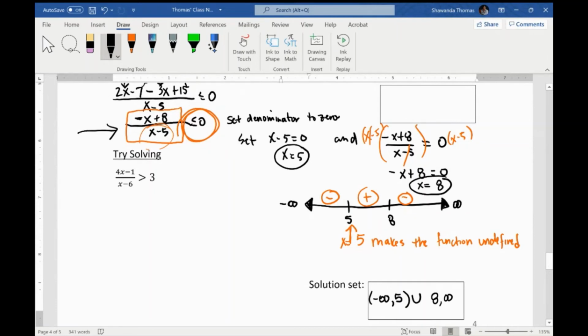Next, (4x - 1)/(x - 6) > 3. Someone other than Nakiria, Kenneth, and Alicia, what do you do first? You said it's a 0, so you minus 3. Yep. Subtract 3 from both sides. Let's all do that. Then what?